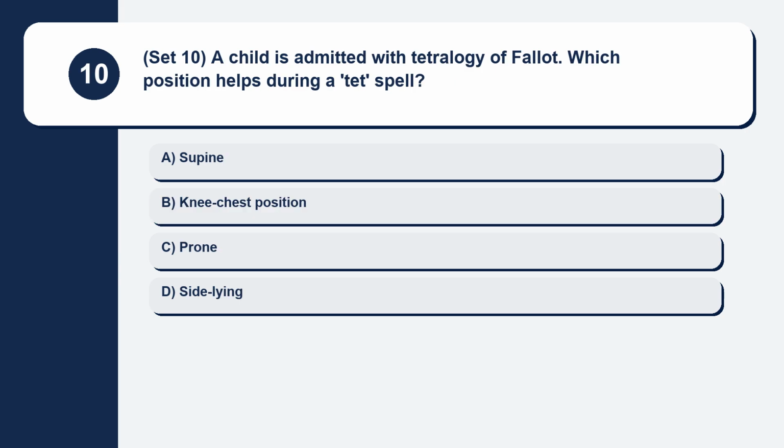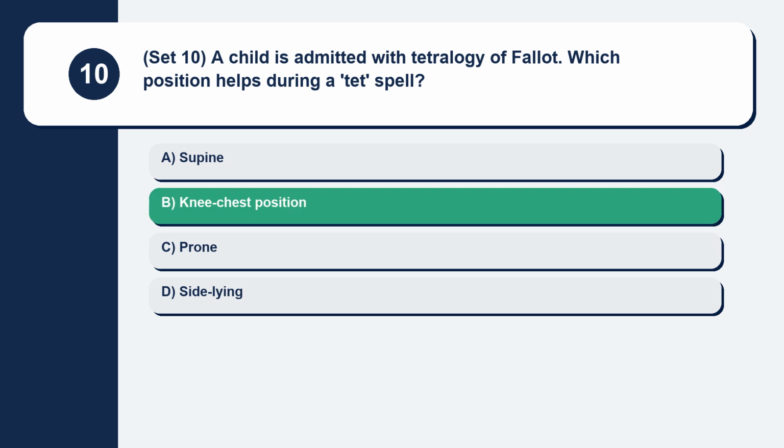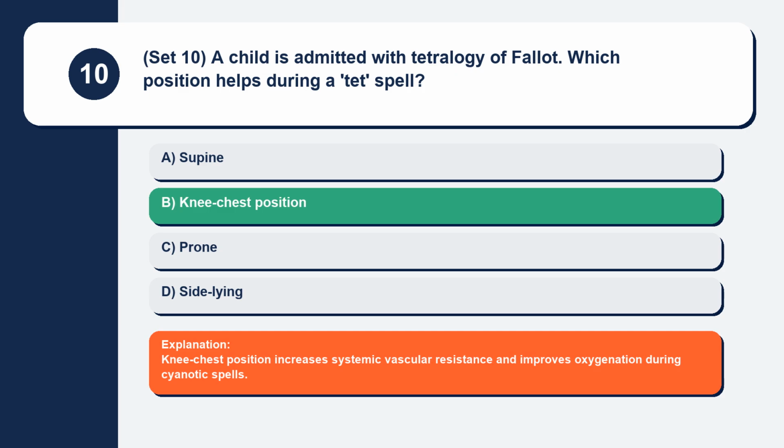Question 10. Set 10. A child is admitted with tetralogy of Fallot. Which position helps during a TET spell? Supine, knee-chest position, prone, side lying. Knee-chest position increases systemic vascular resistance and improves oxygenation during cyanotic spells.